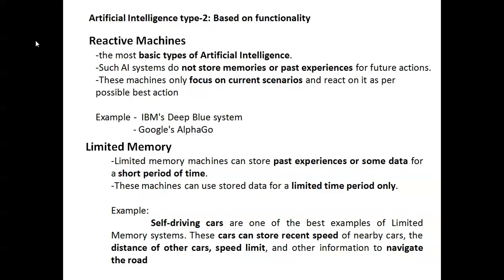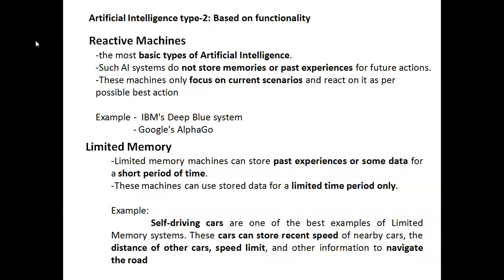Then artificial intelligence type 2 based on functionality: reactive machines, limited memory, theory of mind, self-awareness. So reactive machine, based on the artificial intelligence, doesn't have memory. That means it won't store past experience. So it works only on the current scenario. That is called a reactive machine. That is the IBM Deep Blue system. It plays games. In 1996, Kasparov, the world chess champion, was beaten by this IBM Deep Blue system. Reactive machines.